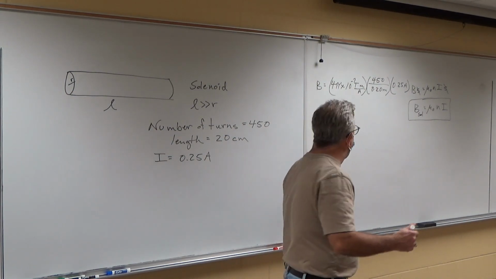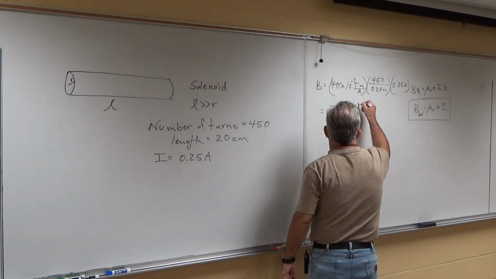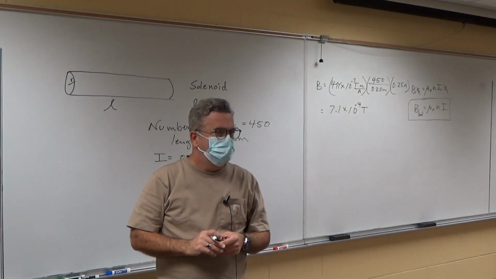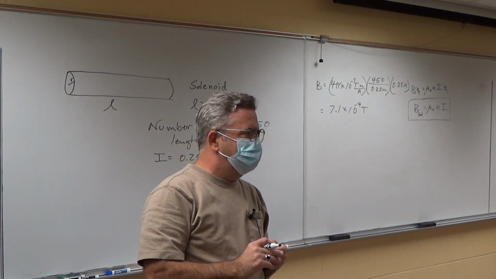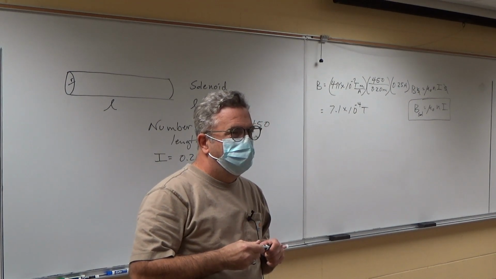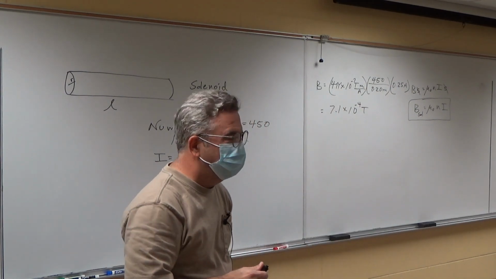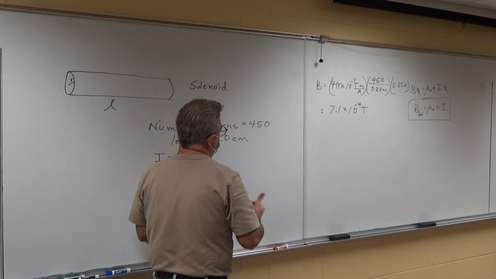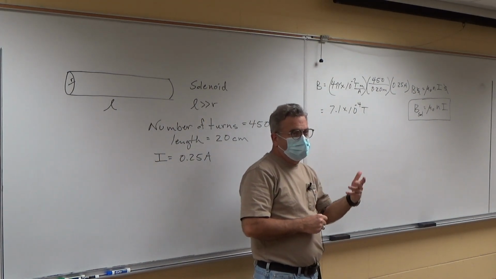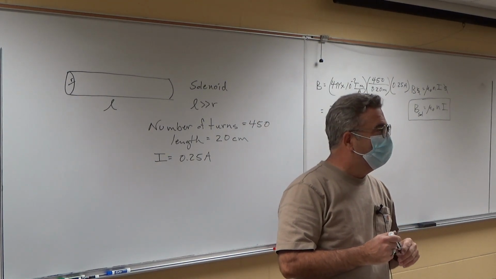Yes. That sounds better. 7.1 times 10 to the negative 4 Tesla. Is that what you got? Yeah, I had another zero. Okay. Negative 4. Yeah. Okay. 7.1 Gauss. That's 7 times the Earth's field, which is really tiny.